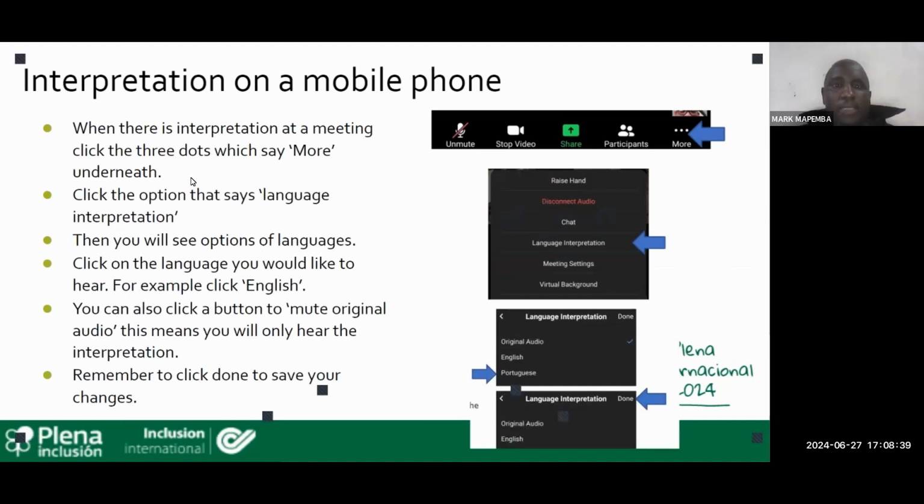Next. Now, if you are using a mobile phone, again, when there is interpretation at the meeting, click the three dots with "Say More" and "Away." Click the button that says "Language Interpretation." Then you will see options of languages. Click on the language you would like to hear, for example, English, French, or Spanish. Then you can also click a button to mute original audio, which means you only hear the interpretation. Remember to click done to save your changes.